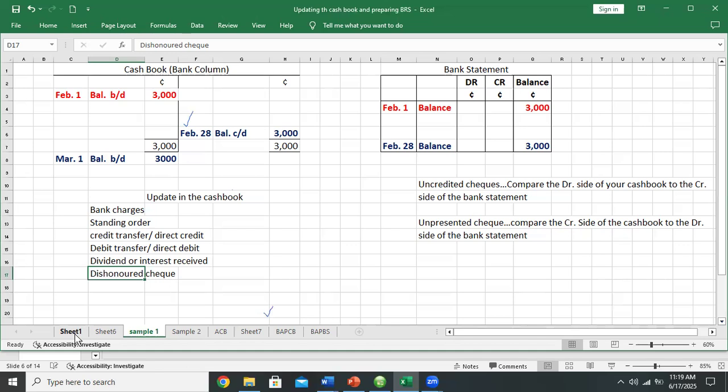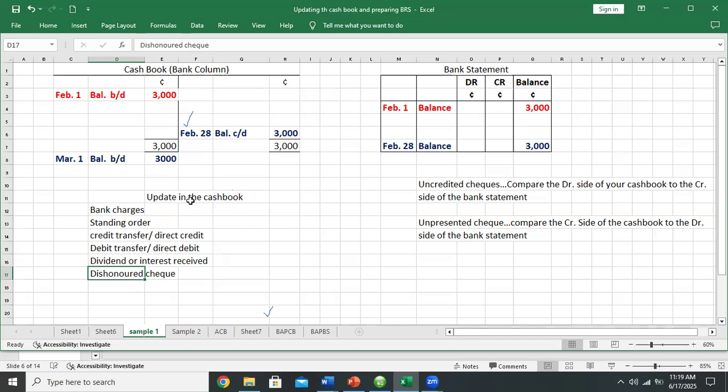if the balance on the account is insufficient, imagine you have 2 cedi in your account and you are going to withdraw 50,000 Ghana cedis. You know this one is not possible. So the bank will dishonor such a check. So if it happens, you have to go to your cash book and do the correction there.